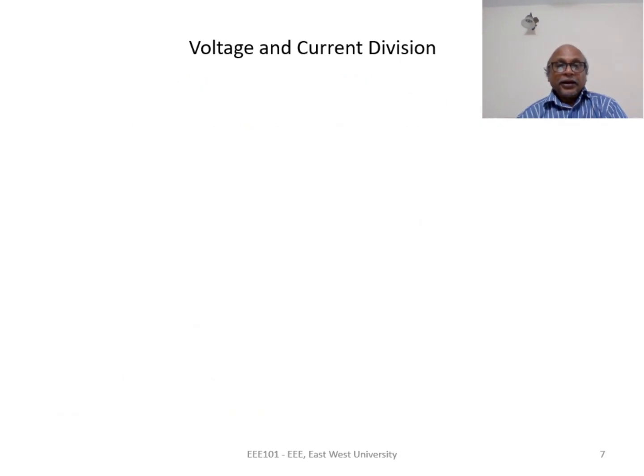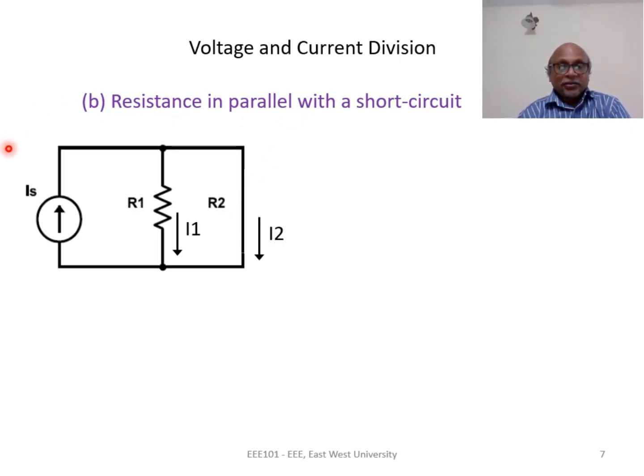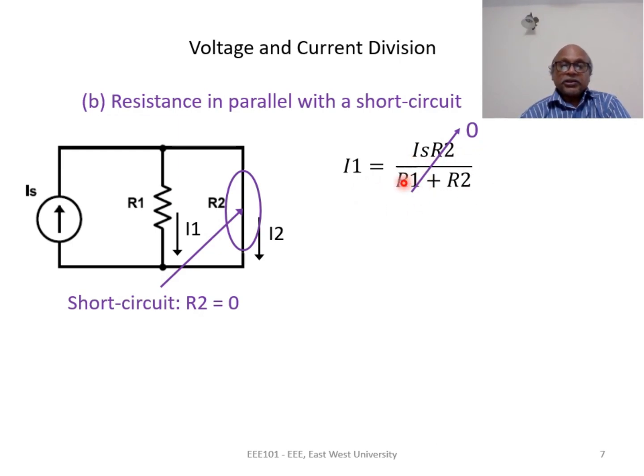Okay? The next case is a resistance in parallel with a short circuit. We consider this situation. R2 is a short circuit, and we know that a short circuit means the resistance is 0. Now we apply CDR to calculate I1. I1 is Is R2 divided by R1 plus R2. Now R2 is 0. So in the numerator we have 0. But R1 is not 0, so the denominator is not 0. As a result, the I1 current is 0.